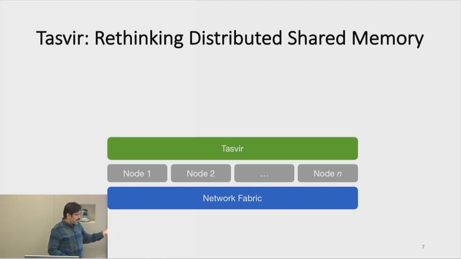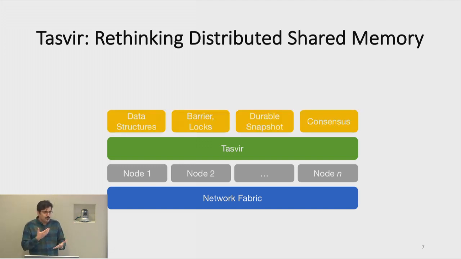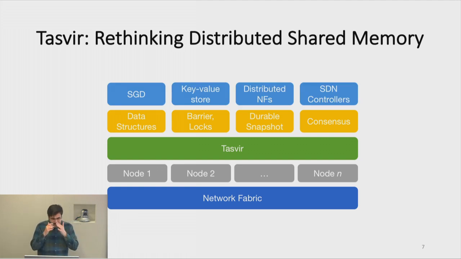So the form it takes is that we have a network fabric that connects nodes. There is a layer of shared state on top, which is our system. It has weak semantics, I'll get to. To make working with this shared state easy, we want to have some building blocks that abstract away these weak semantics and make it easy for programmers to write applications on top. What we can do is build data structures, barriers, locks, durable snapshots, or even consensus, and on top of it, build applications. So this is a set of applications we have been experimenting with in this context.